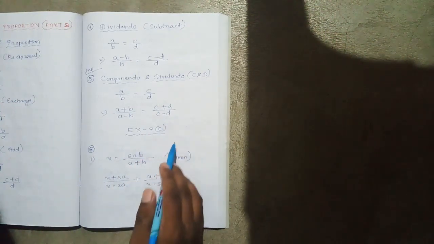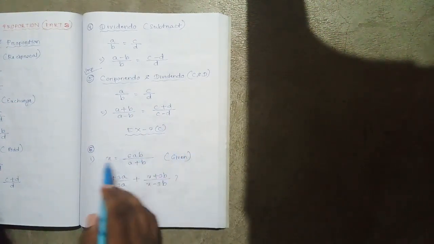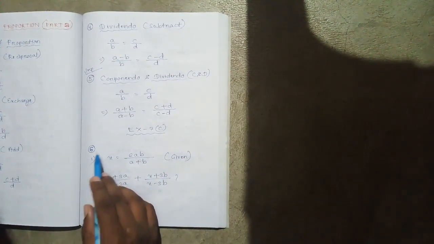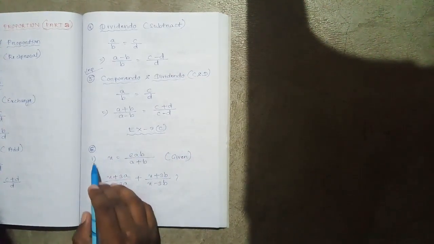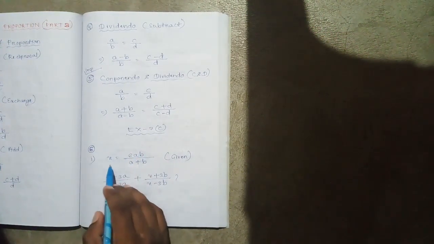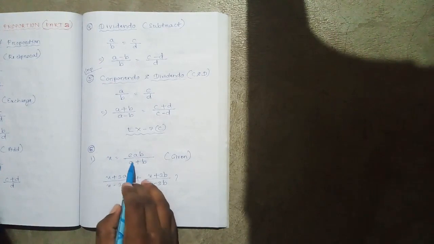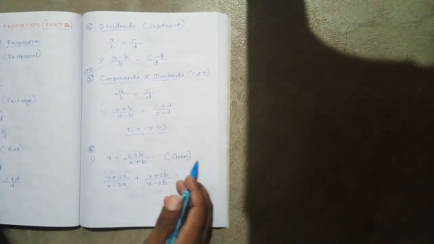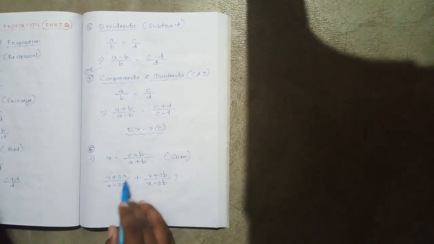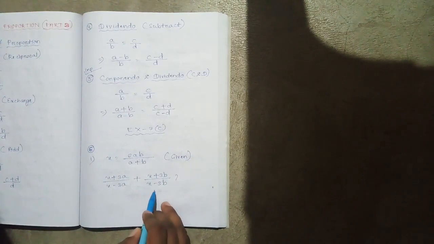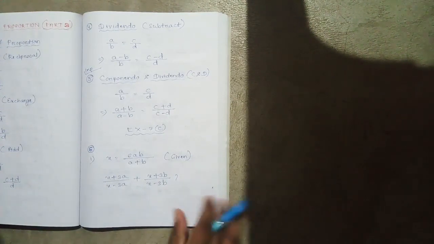Let us move to exercise 7c, number 6. Exercise 7c, number 6, first bit. You can open your book. Okay, it is given that x is equal to 6ab by a plus b. Okay, and we have to find x plus 3a by x minus 3a plus x plus 3b by x minus 3b.